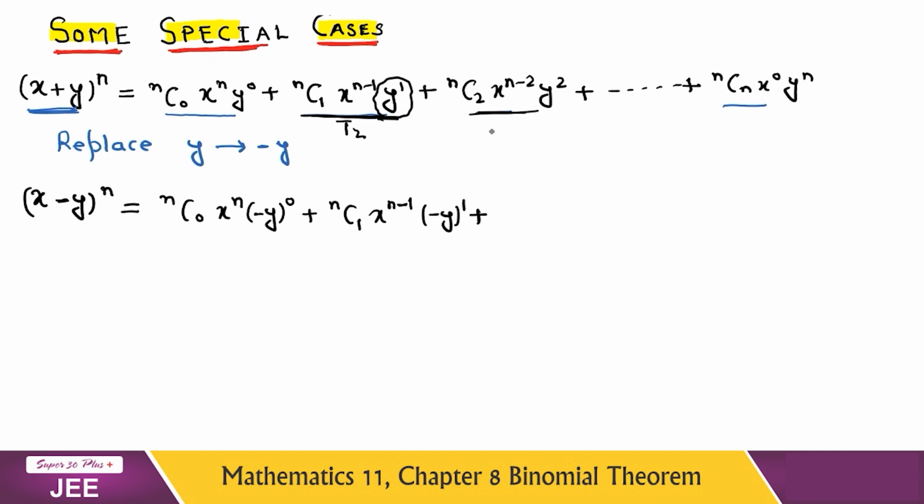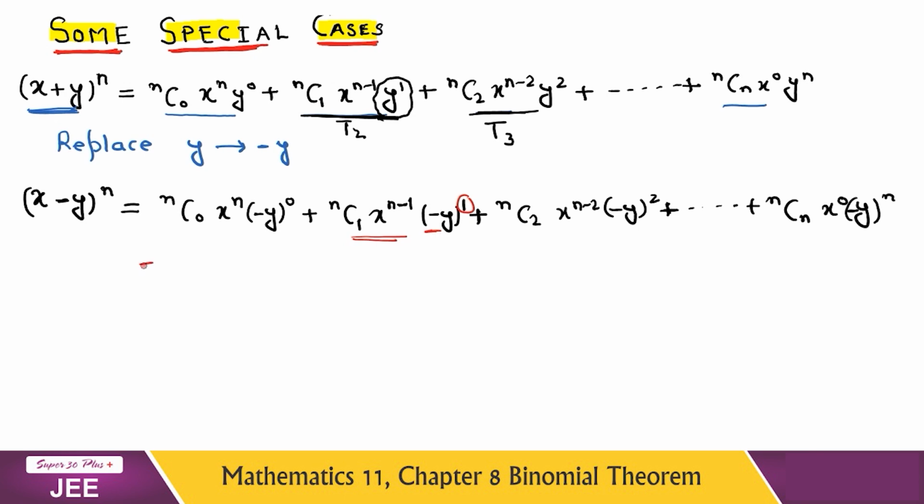Next, let us explore the term t3. It becomes nC2 x raised to the power n minus 2 and minus y raised to the power 2, and so on. This continues till the last term, in which we are getting nCn x raised to the power 0 and minus y raised to the power n. So you can deduce that in the case of the second term, a minus sign will occur due to this minus y, because its power is odd. Similarly, in the fourth term, a minus sign will come out of the entire expression.